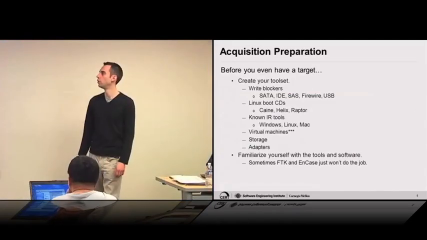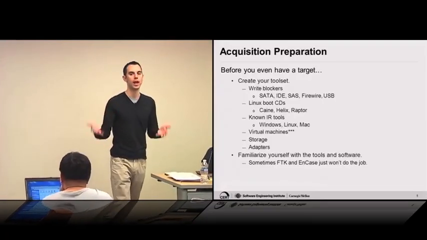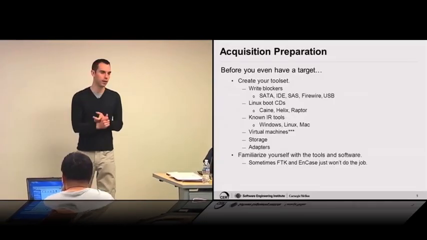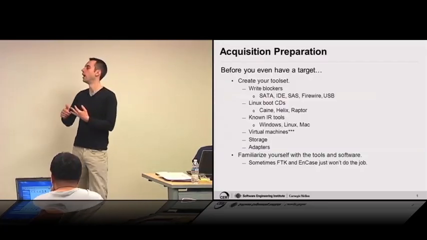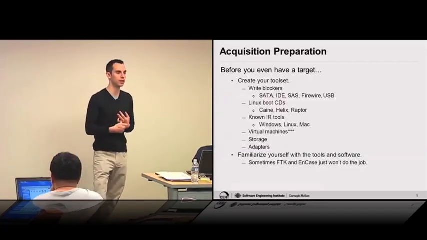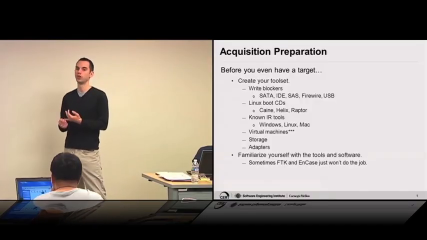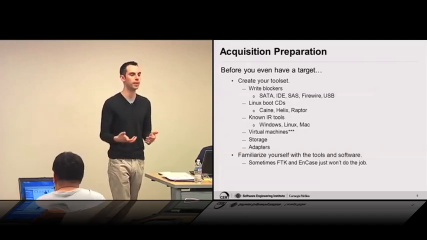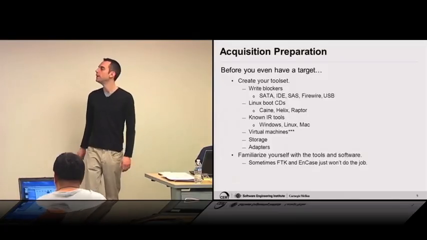So some of the steps you'll be interested in taking care of, and a lot of you have probably already done this if you have a forensic lab, but it's good to talk about it, is creating a tool set. You're going to have your write blockers and your boot disks for Linux, Linux boot disks or whatever else, Helix, Cane, whatever. You're going to have your known incident response tools, some of the things you use for performing incident response, whether they be things that you've created or tool sets that you've downloaded or whatever.